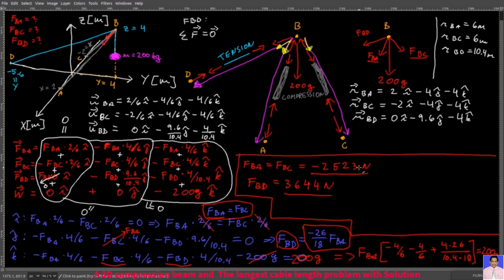What does it mean? It means that in our free body diagram here, our assumption for FBD was correct, but our assumption for FBA and FBC were incorrect. So in reality, the forces FBA and FBC point in another direction, just like you can see it here. This is what really happens. The two beams are in compression and the cable is in tension. So that's how you solve this problem. Thank you very much.